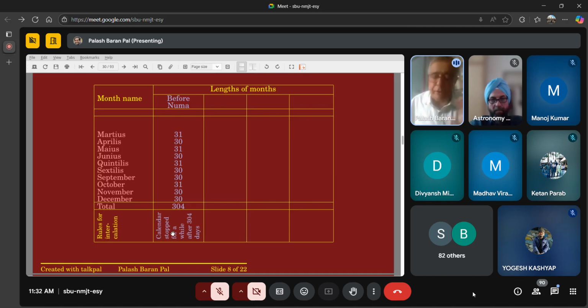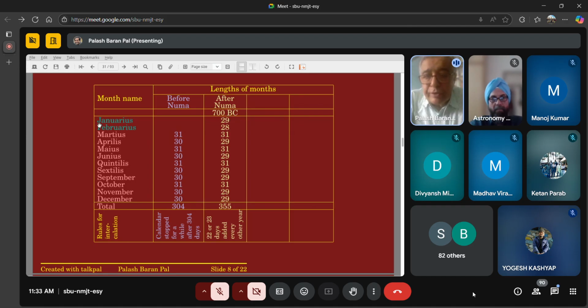This is exactly the way the Romans treated the year. You don't need to count the days when there is no need for it. Now, this changed with Numa. That is why I said this was before Numa. This changed in Numa's time. So Numa made the following changes, and these changes were made around 700 BC.